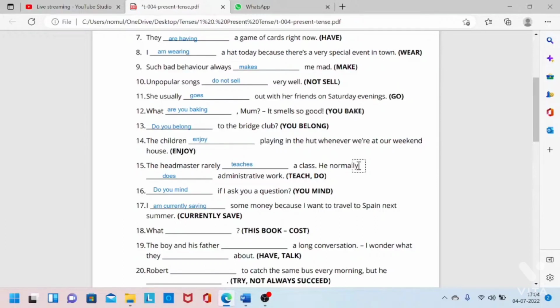And 18. What is 18th? What dash? This book cost has to be used here. Okay, so very simple. What does, right? What does? What comes next? Using this book cost, we have to finish this. Yes. What does this book cost? Isn't it? Yeah, that's very simple. Next, 19th. Let us finish it.